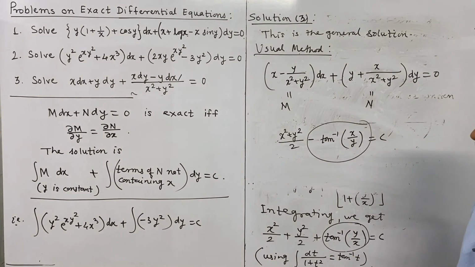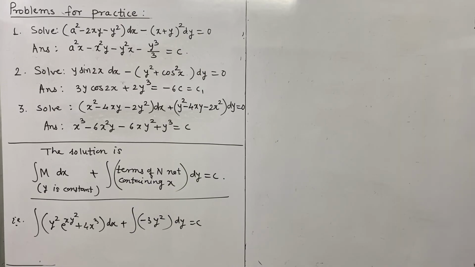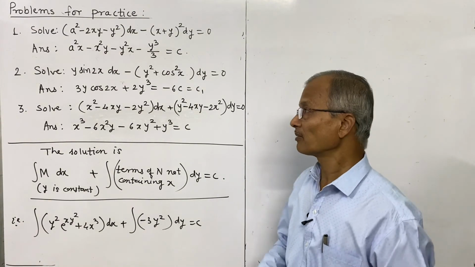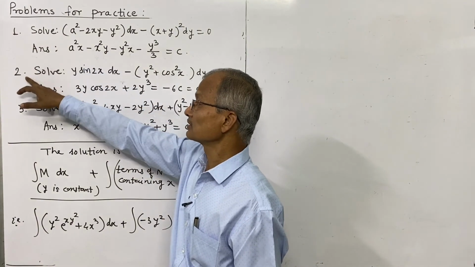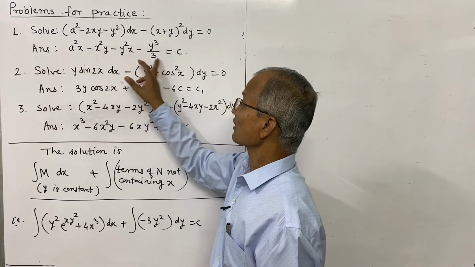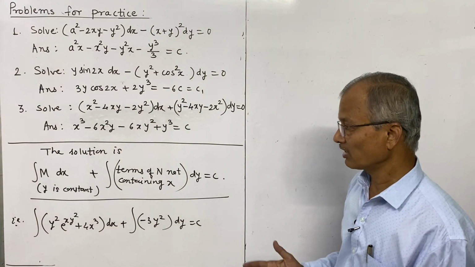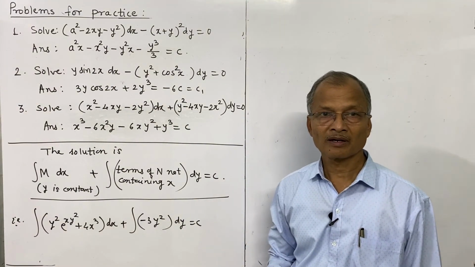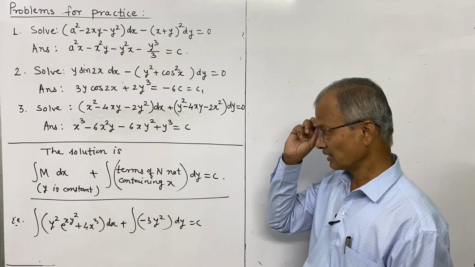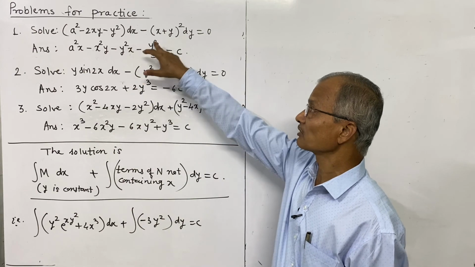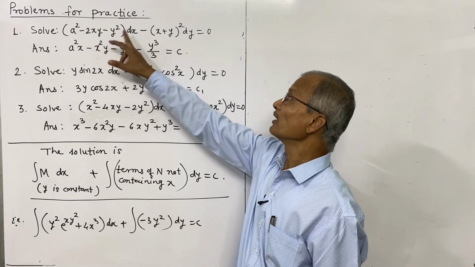So try by the usual method. Now these are some problems for practice. You should solve these problems. I have written the problems first, second and third, and the answers are also written here. So you should solve using the method that we have used for the earlier two examples, first and second. That means first compare this with m dx plus n dy and write the values of m and n.